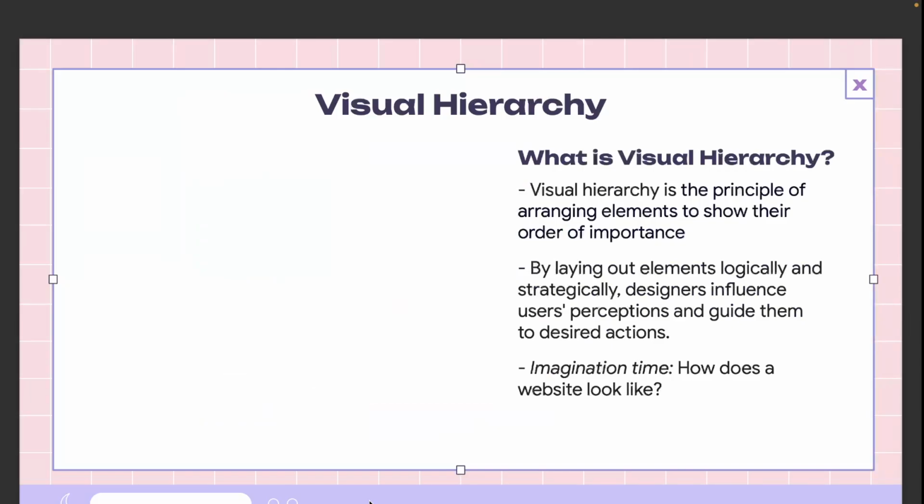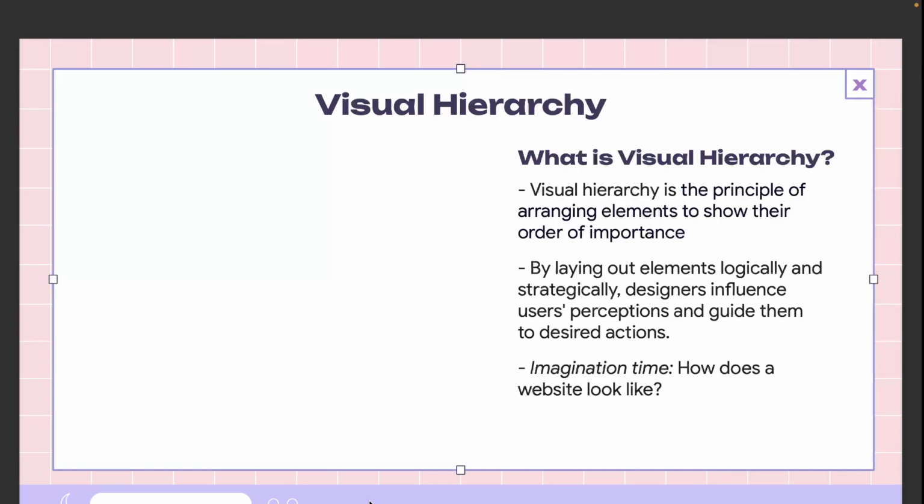So what is visual hierarchy? Okay, first of all, what is a hierarchy? Hierarchy as in, let's say there is an employee who's working in a company. The employee will have a manager who's above the employee, right? And above these two, even above the manager, will be the CEO. Now this is what we call hierarchy, right?